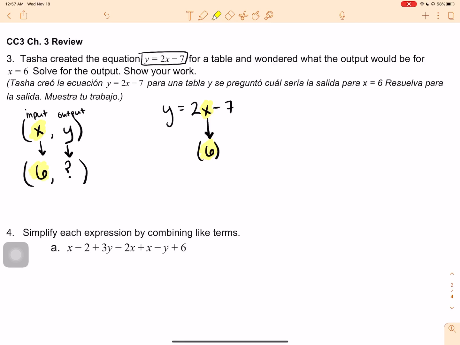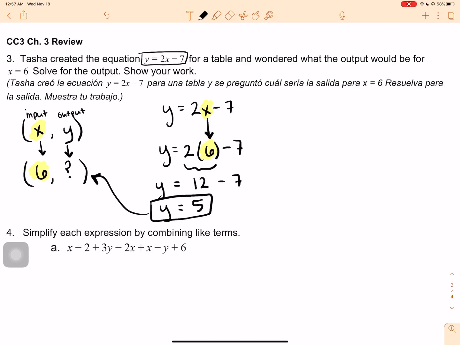All right, there we go. So you plug in a 6. It's going to look like y equals 2 times 6 minus 7. Now you notice y is the only variable there. That's what we're solving for. So 2 times 6 is 12. So y equals 12 minus 7. 12 minus 7 is 5. So my output here is 5.